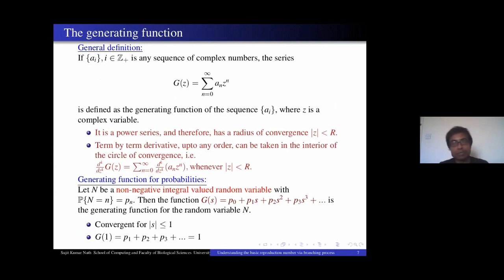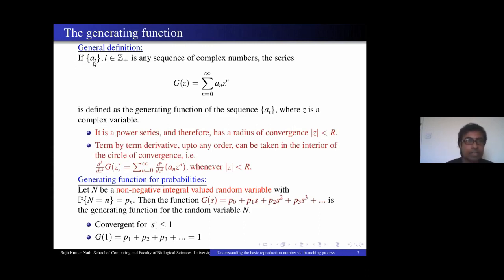Now the main weapon to attack the problem of branching process is the generating function. So let me introduce the generating function very briefly. It has a huge theory because this is basically a power series, so the whole power series theory applies to it. So let me first introduce what a generating function is. It is quite a general thing.